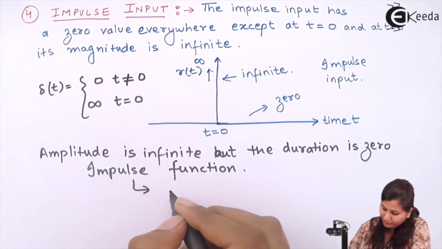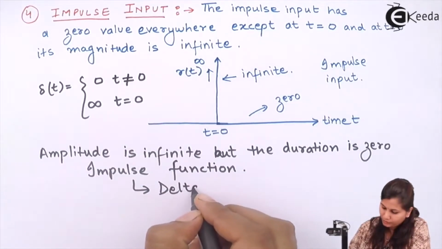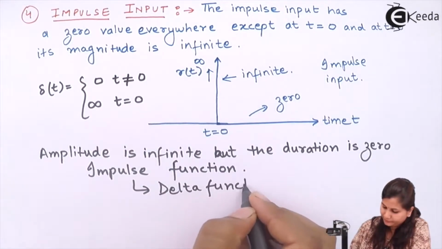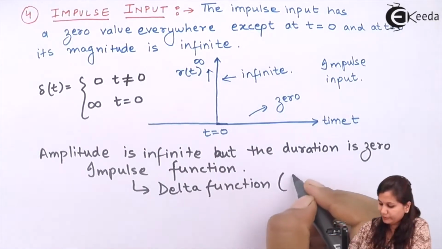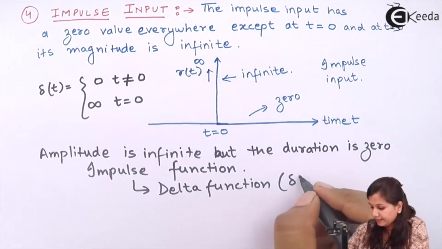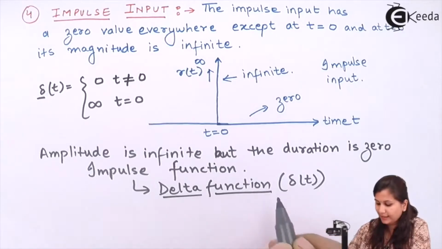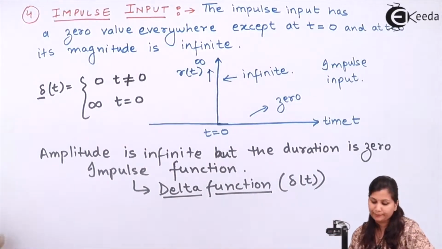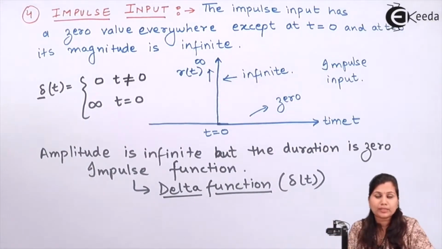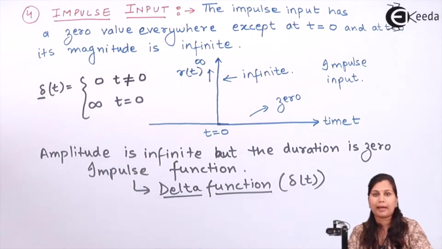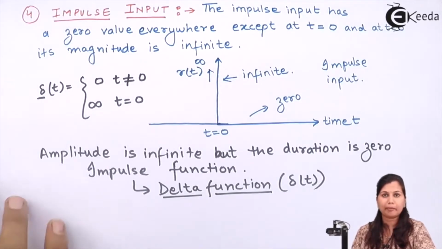This impulse function is sometimes also called the delta function. That is why we have represented it as del t. It is called del because it is also known as the delta function. So these were the four inputs which we apply to a system to analyze its response. The first input was step input, then ramp, then parabolic, and the last is the impulse input.